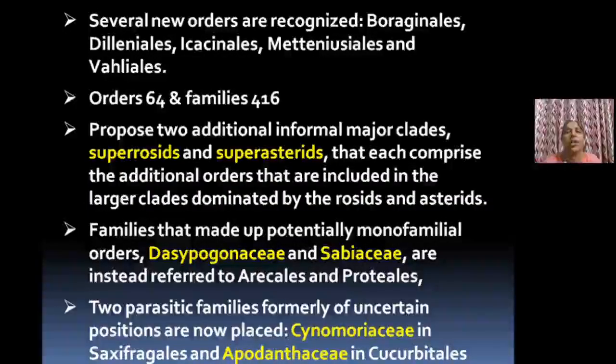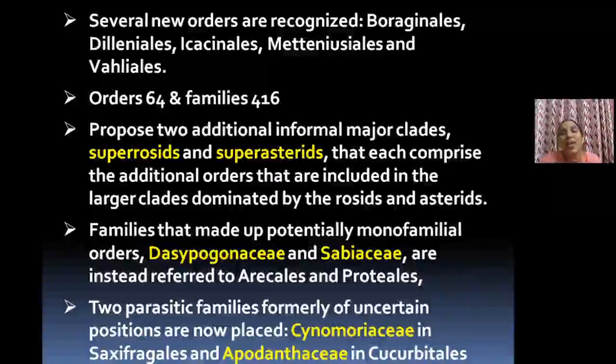Now, several new orders were recognized, like Boraginales, Dilleniales, Icacinales, Metteniusales and Vahliales. New orders are included here. Then 64 orders and 416 families. There were only 415 families in the last case, but here it is 416 families. Some orders are new. Also 2 additional informal major clades. What are they? Superrosids and superasterids. Clear? Last time we discussed only eurosids and euasterids.